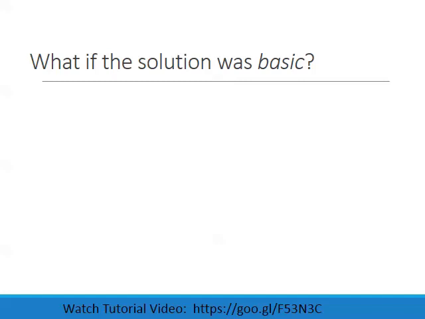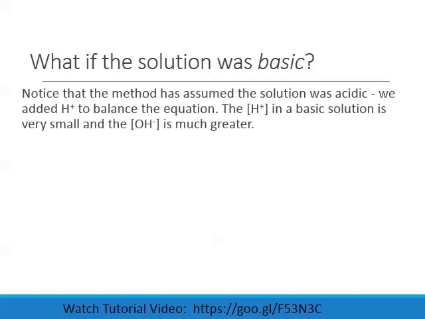Now, we just did an example that was in an acid solution, and the question would make it clear whether it was in an acid solution or not. But what if it weren't acid? What if it were in a basic solution? Well, we'd have a problem because hydrogen ion concentrations in basic solutions are really, really small. There almost is no hydrogen ion in a basic solution. On the other hand, there is a significant amount of hydroxide ions. So bases have lots of hydroxide.